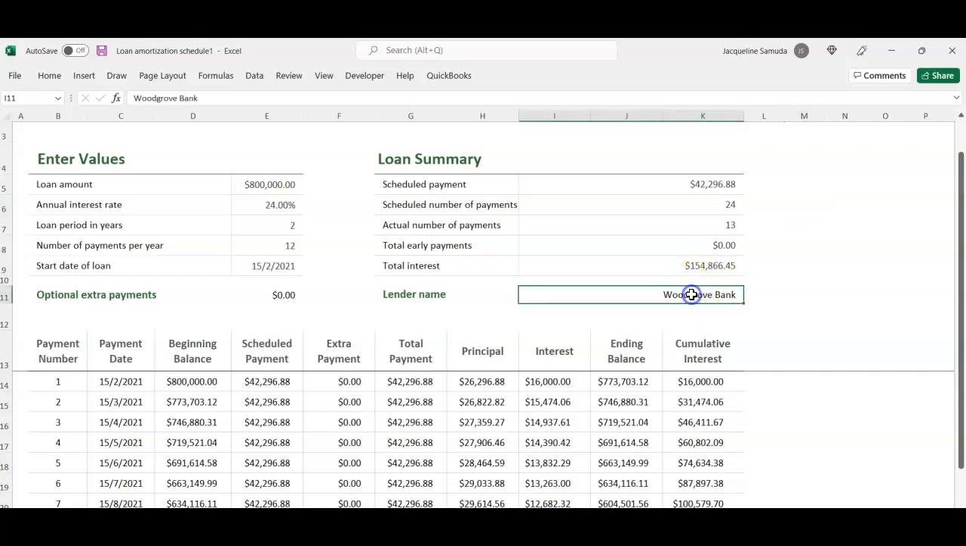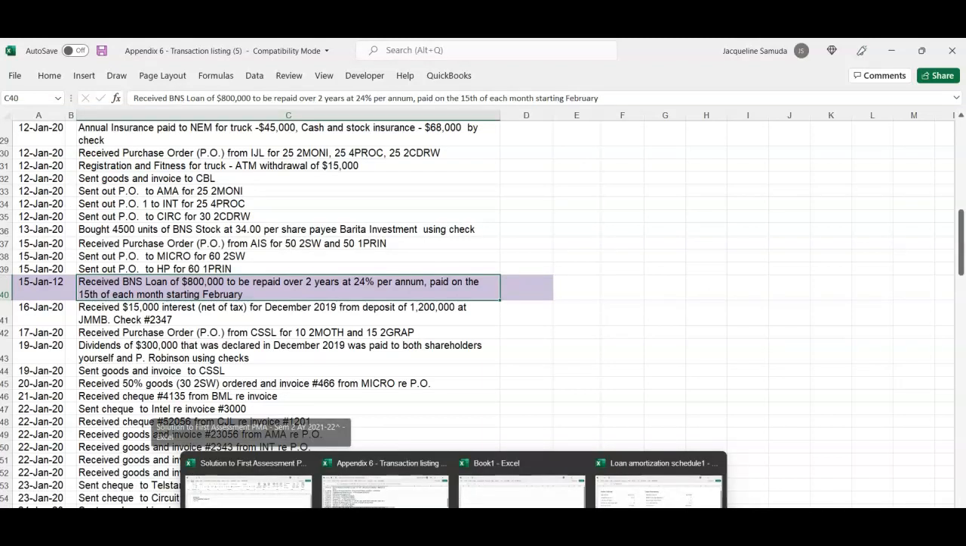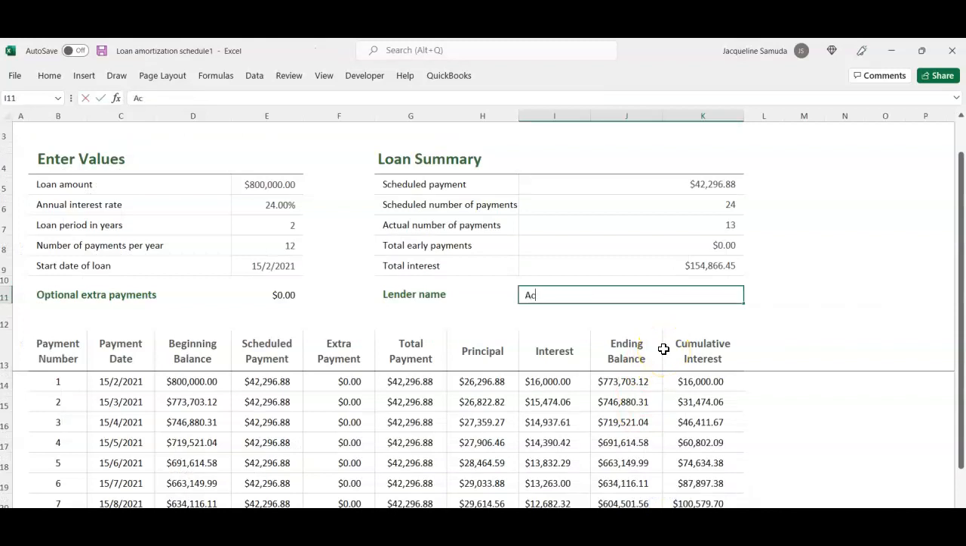And I think it was National Commercial Bank. It didn't indicate who the bank was. Let me check. No, it was BNS loan. So the loan is Bank of Nova Scotia. Let's call it by its new name. It's called Scotiabank.